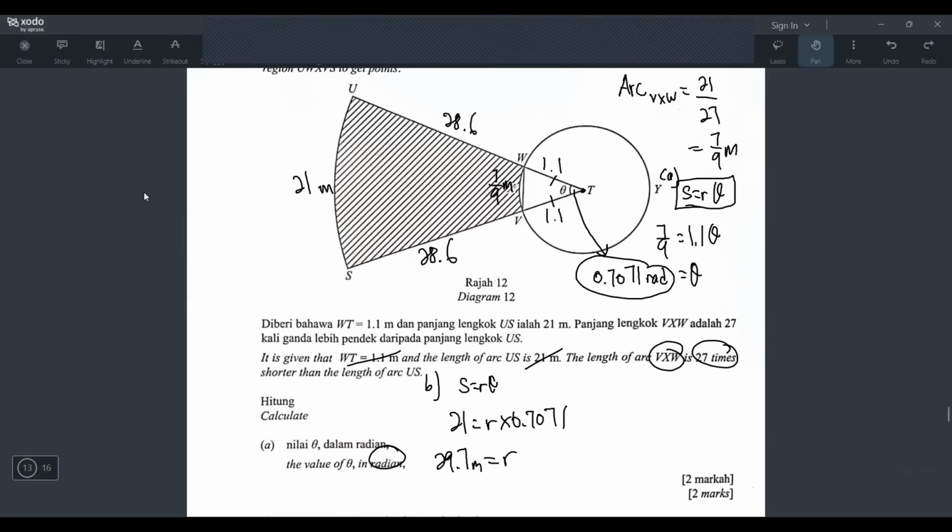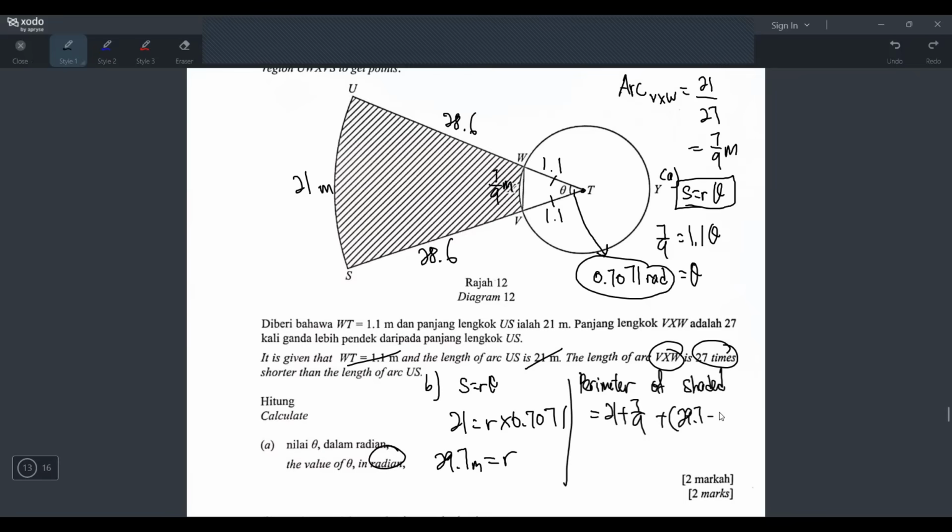All right. And this one will be 28.6 also, right? So now you can find your perimeter easily. So what is the perimeter? Perimeter of shaded: first one is 21 meter plus 7/9. Okay, I already showed the working here. And then plus 28.6. And how do you get 28.6? 29.7 minus 1.1. But I have to times 2 because there are two of them, right?